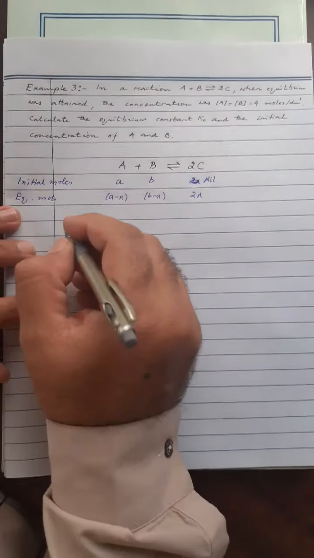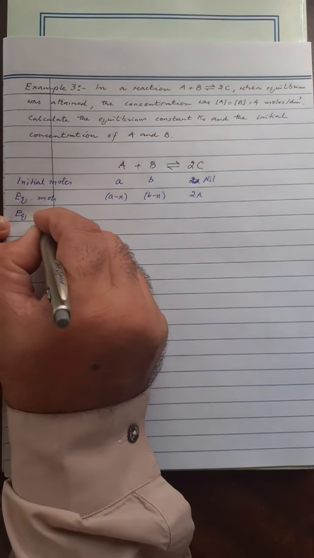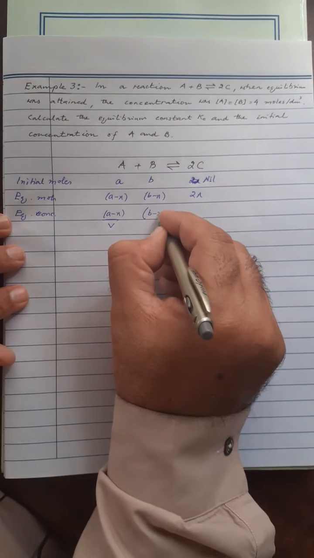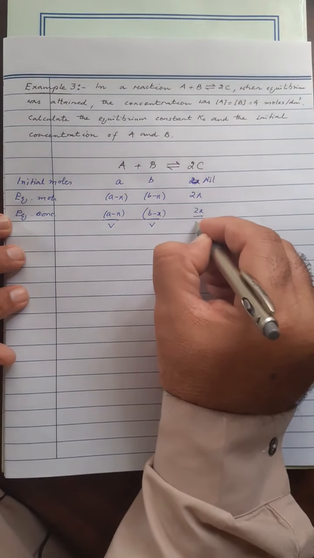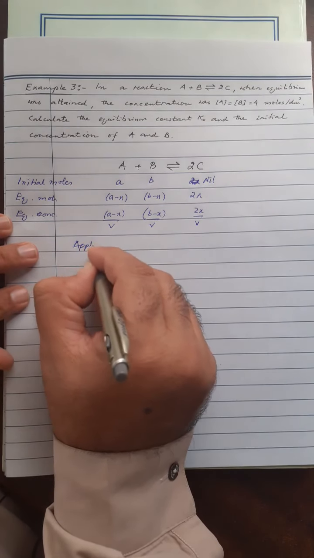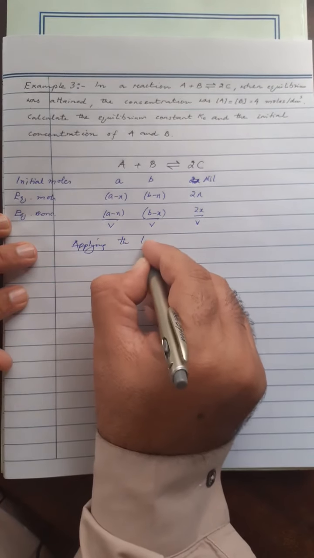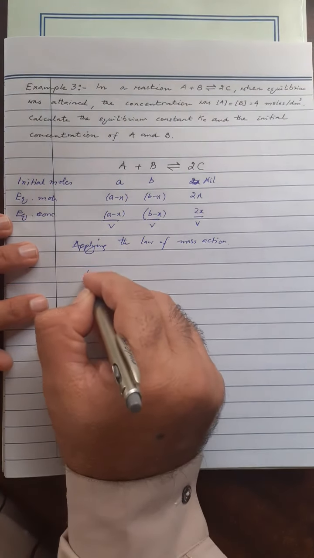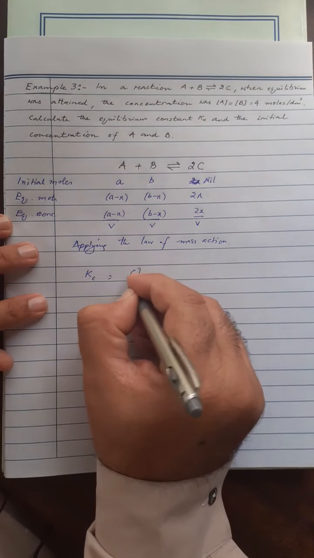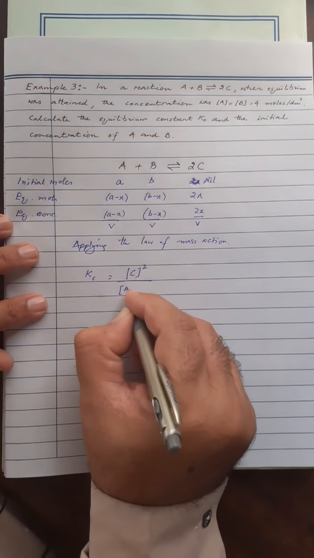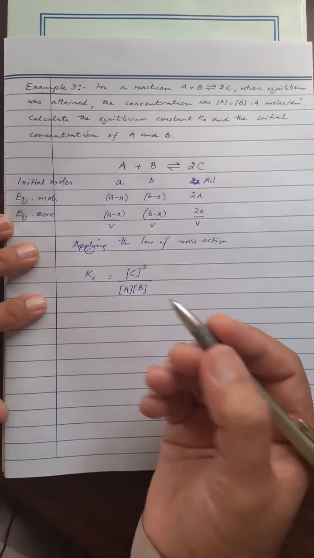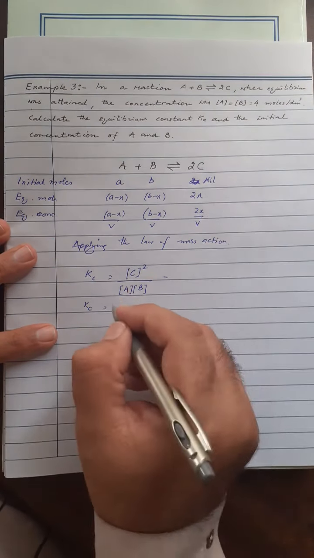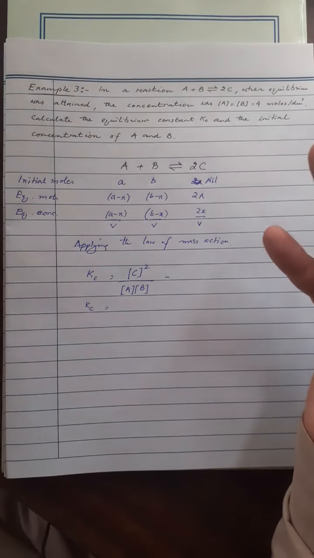Right now we know the concentration. To write the concentration, you need a minus x upon V, and then b minus x upon V, and then 2x upon V. We will apply the law of mass action. Then Kc will be equal to products go up, so it's going to be like this, and the reactants go down, it's going to be like this. It's because this is 2C, that's why. Now we can replace them with the values.